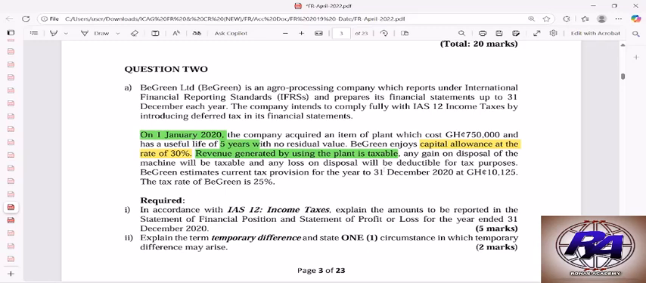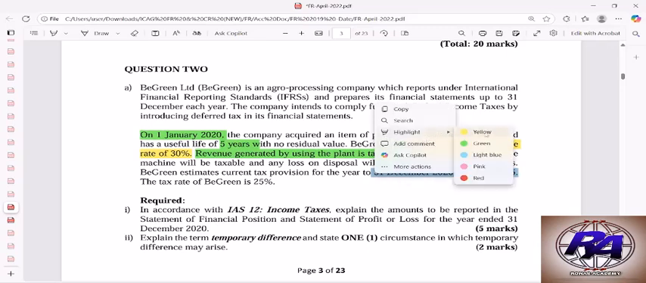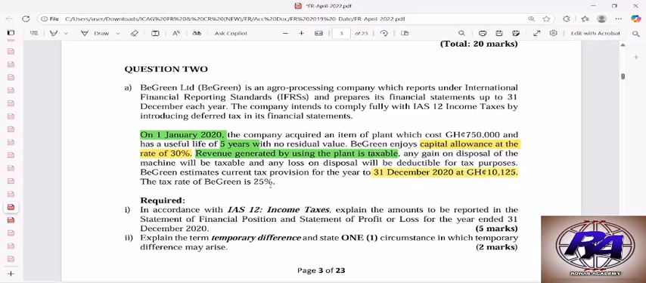Then we must account for deferred tax just to avoid the issue of overstatement or understatement of our profits. Any gain on disposal of the machine will be taxable. Any loss on disposal will also be deductible for tax purposes. You see, so when we sell the asset in the future, it will be taxed. For this purpose, we need to charge deferred tax on it. And then Big Green estimates current provision of tax. So they have also given us our current tax. The tax rate is 25%.